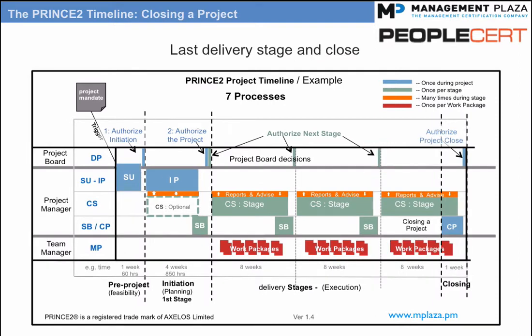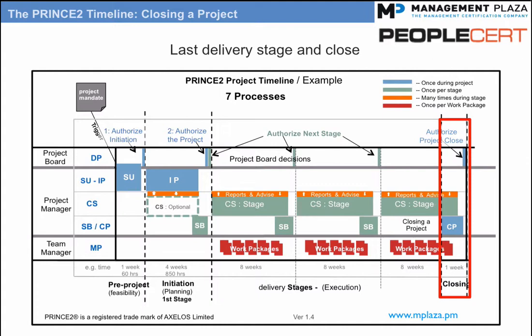Topic: the last delivery stage and closing a project. The project will continue until all delivery stages are complete, and it will be closed at the end of the last stage. A tip: the closing a project process is always the last part of the last stage. Normally towards the end of a stage, the stage boundary process is used to report on the current stage and plan the next one. As you can see, the closing a project process is used towards the end of the last stage. The closing a project process is where the project manager prepares the project for closure.